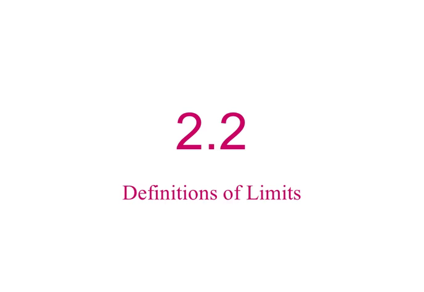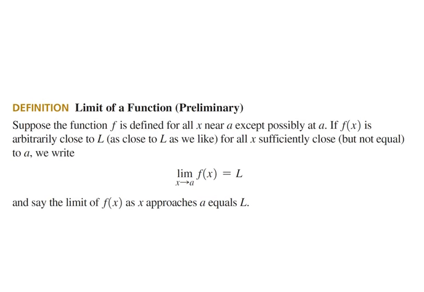In this video, we're going to begin to move past the abstract idea of a limit and start to narrow down a formal definition. So let's first look at a primary formal definition, and then we'll start to dissect it. So suppose a function f is defined for all x near a, except possibly at a.